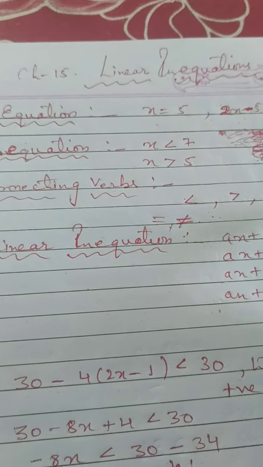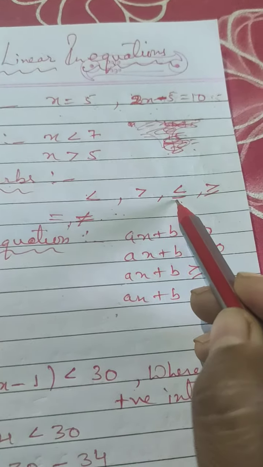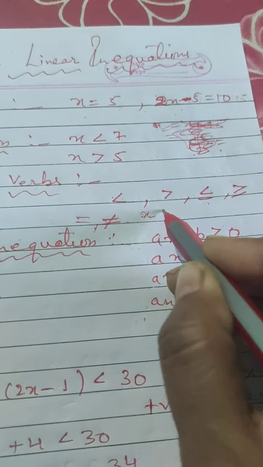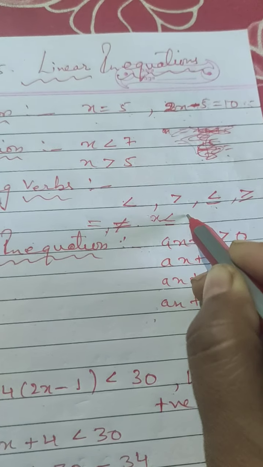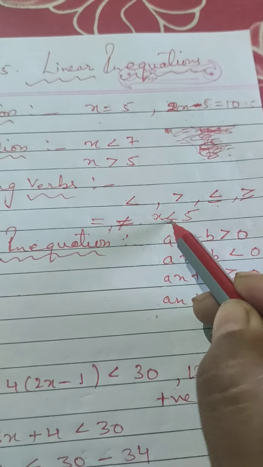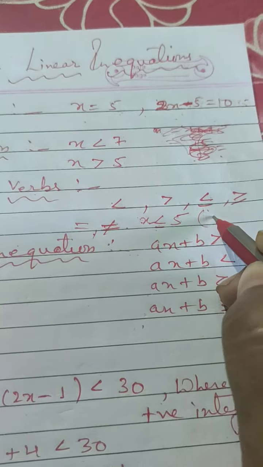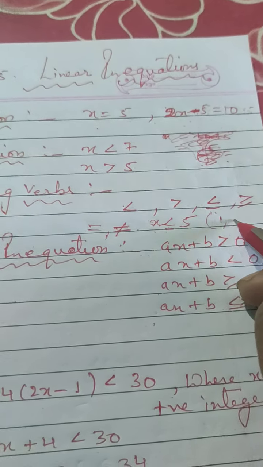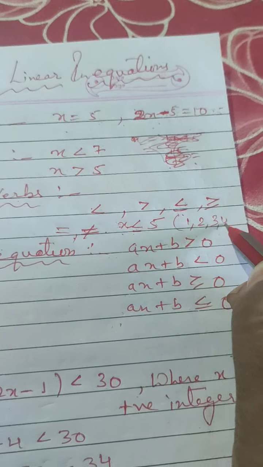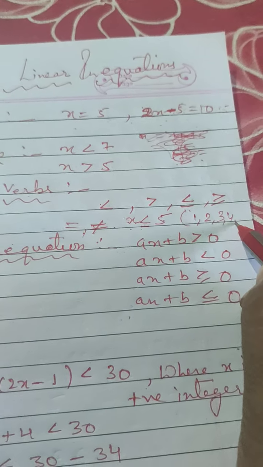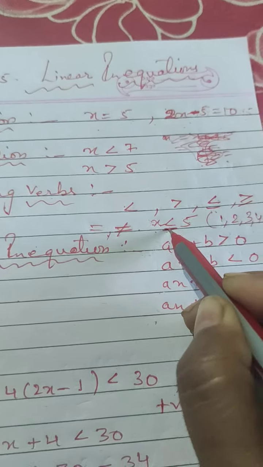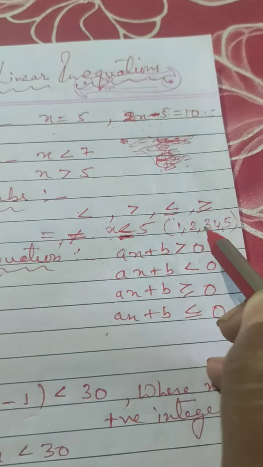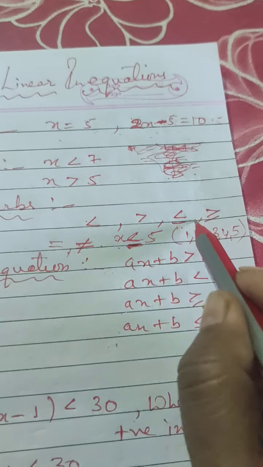Symbols of connecting verb. What is less than and equal to, children? Less than equal to means if I ask x less than and equal to 5, then what will you take? Less than 5, you take the numbers 1, 2, 3, 4. Up to 4? No. Here equal sign is also written, less than and equal to, then you have to include 5 also. Understood, children? What is less than and equal to?